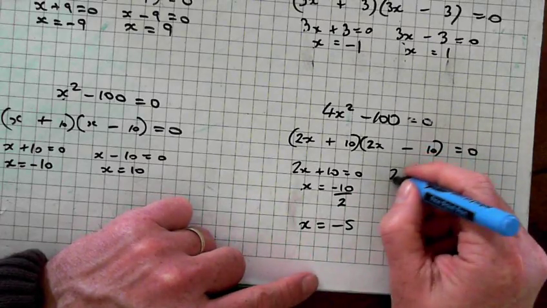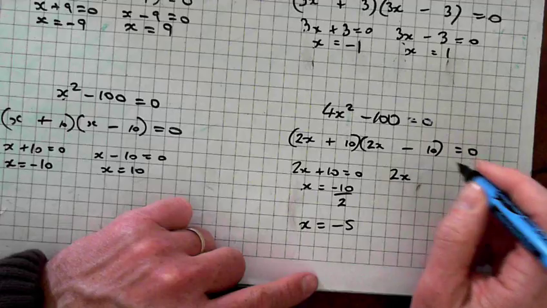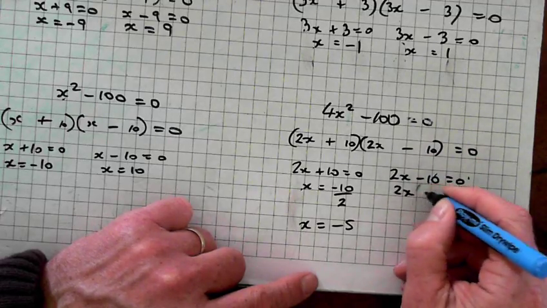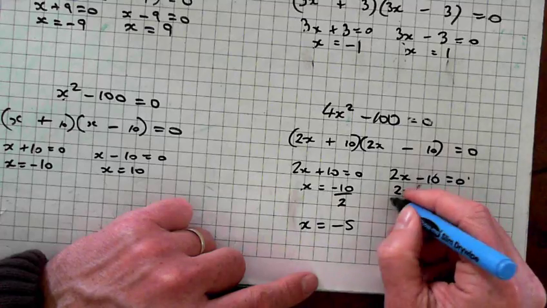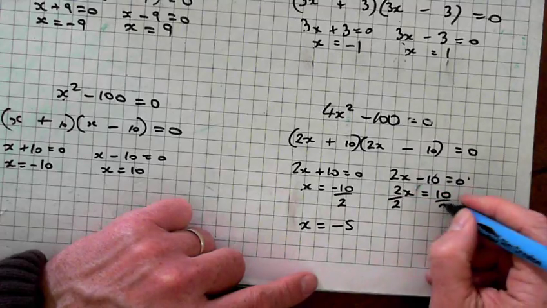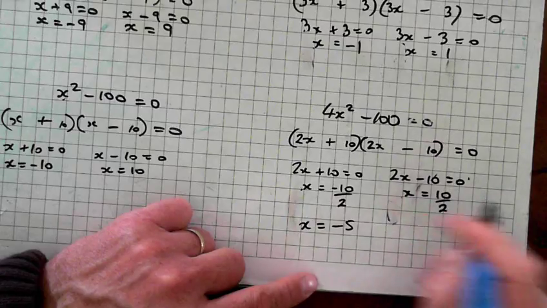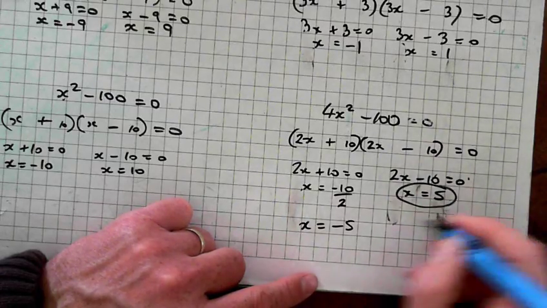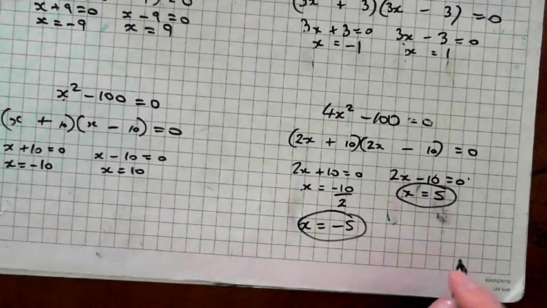And do this side. 2x minus 10 is equal to 0. Move the minus 10 across. 2x is equal to 10. I want to get rid of that 2. Divide by 2. 2 divided by 2 is 1. 10 divided by 2 is 5. x is 5. That's one answer, and that's the other answer.